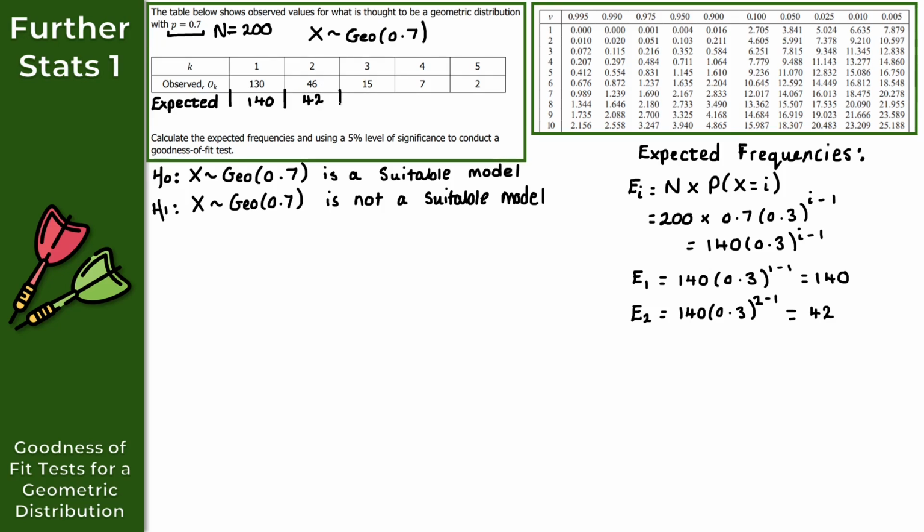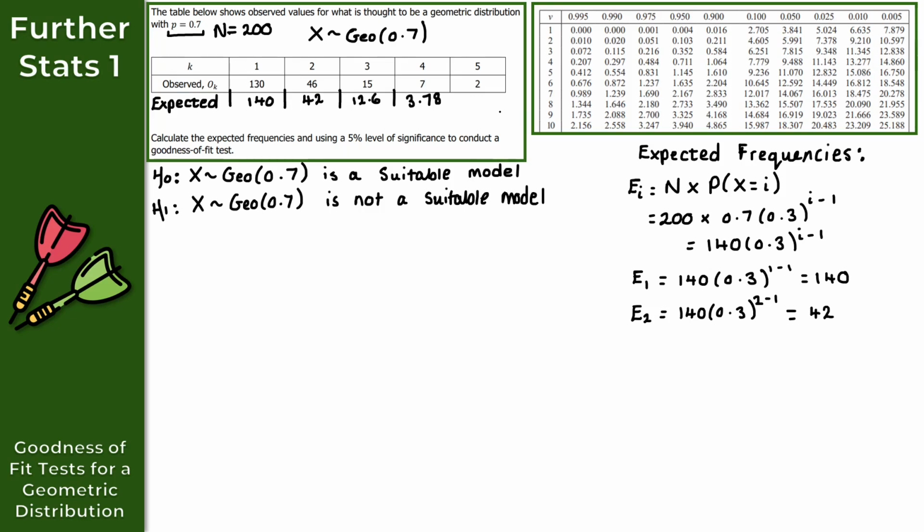And then I'll give the next few here. For the next one, this would be E3, and what I get here is 12.6. For the next one, this would be E4, and I get 3.78.